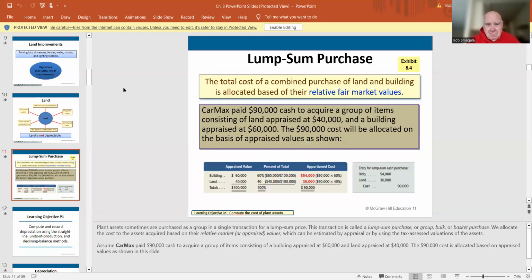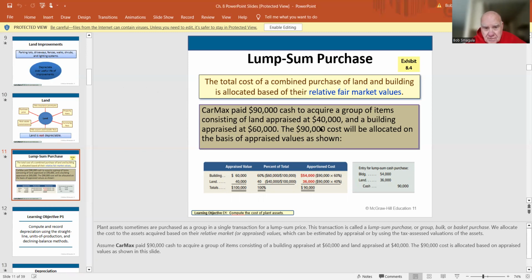Lump sum purchase, the total cost of a combined purchase of land and building is allocated based on their fair market values. In other words, you bought a land and building for say $1 million. Well, let's go through the example right in front of it. CarMax paid $90,000 cash to acquire a group of items. Land was appraised at 40 and a building for 60. The $90,000 cost will be allocated on the basis of the appraised values.